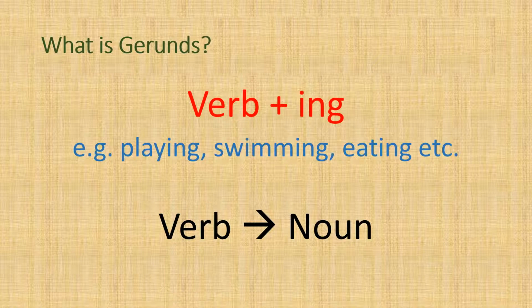What is gerund? You can take a look at this PowerPoint. A very simple formula. We will have a verb plus ing if you want to form a gerund. For example, playing, swimming, eating. Right? So the part of speech: if we use gerunds, the original verb will be changed to a noun. Alright? So you can take a look at this slide.